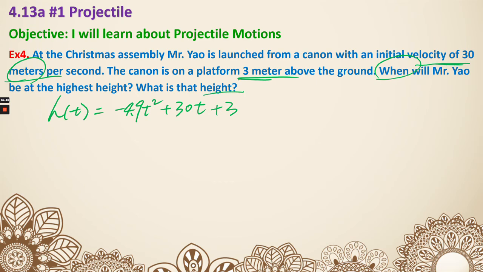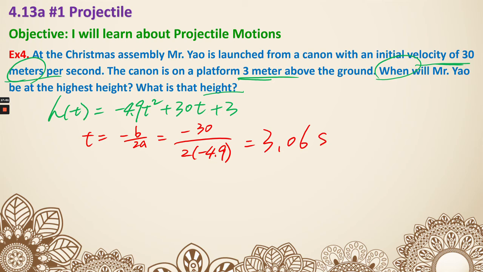So let's start with the time. That's negative b over 2a. So it's going to be negative 30 over 2 times negative 4.9. And that is going to give us 3.06 seconds. And we're going to plug it in.